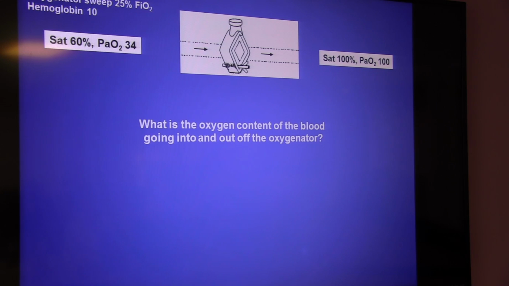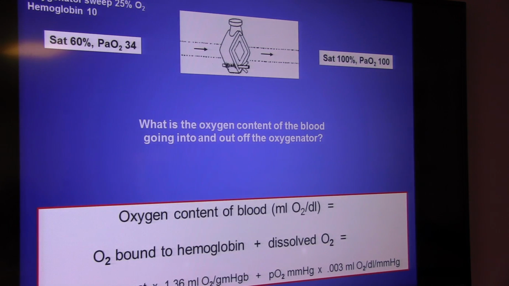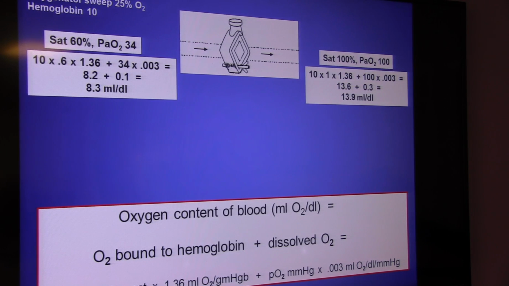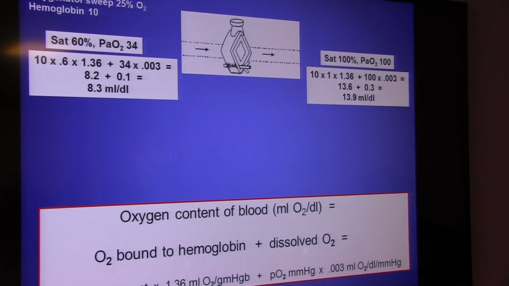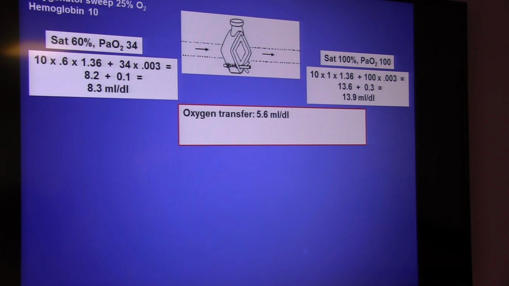So if we want to figure out the oxygen content in the blood going in and out, we can use our fancy calculations that we did before. So remember, it's the amount on the hemoglobin plus the dissolved. So if we do the calculations, we have 8.3 milliliters per deciliter pre and 13.9 milliliters per deciliter post. You don't need to do the calculations, and you'll see why this is important. So your oxygen transfer is 5.6 milliliters per deciliter across the oxygenator.